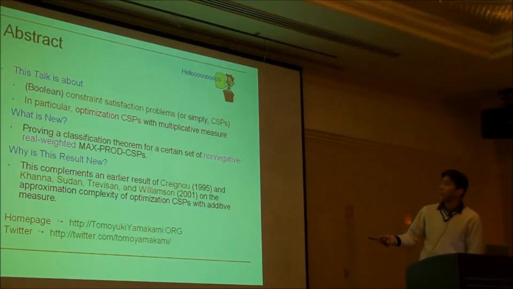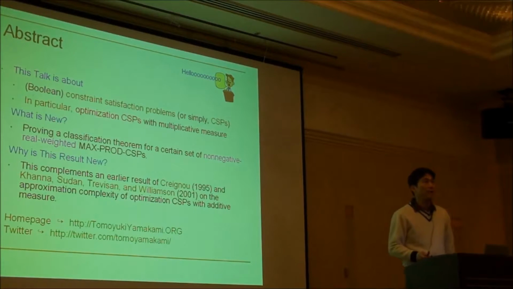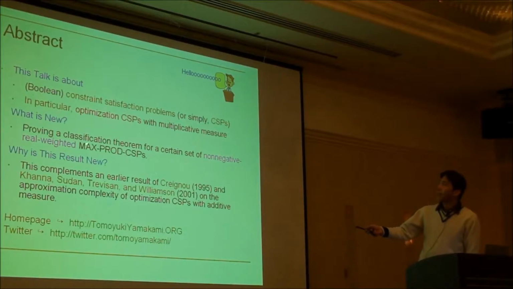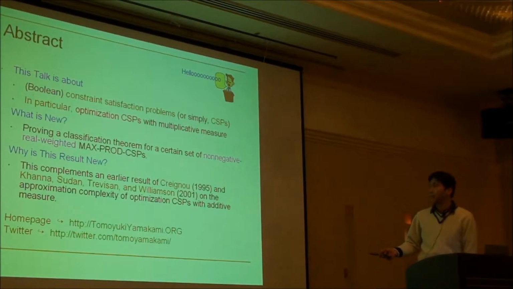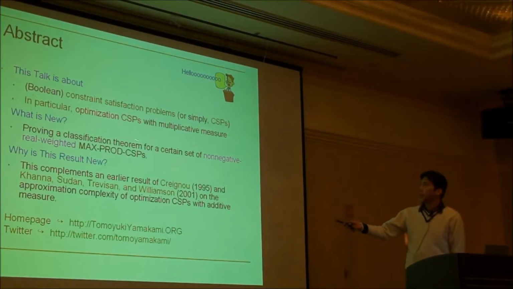And what is new? We are going to prove the so-called classification theorem that actually characterizes all possible maximization CSPs. And why is this result new? Earlier, Creignou, Khanna, Sudan, and Trevisan and Williamson actually talked about the approximation complexity of optimization CSPs. But in that case, they used an additive measure. We are going to explain what those concepts are, so that our result complements their results.